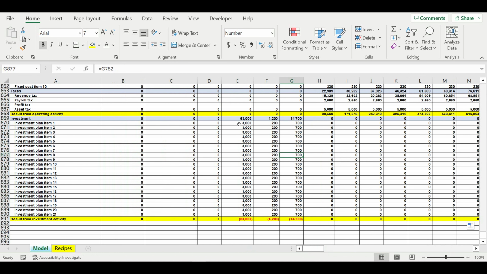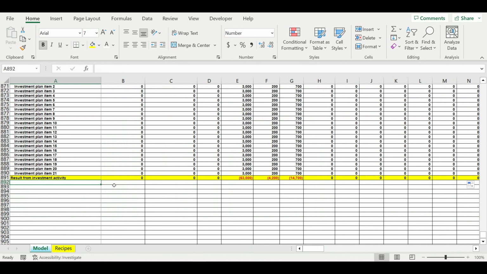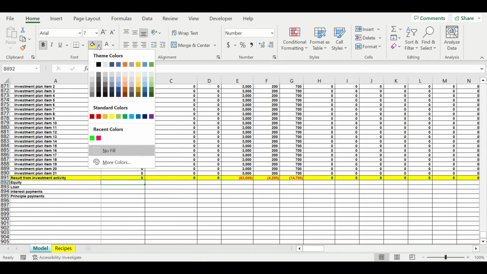Now we are moving to financing activity. So the first line is our money from our pocket. Then we have the loan. Then we have interest payment. Then principal payments. So equity will be maybe the only input that we have inside the cash flow. Later we will automate it as well.